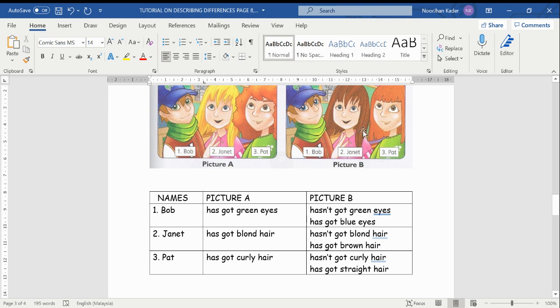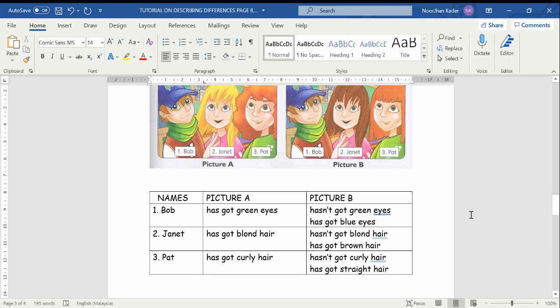Why the word she? Why the pronoun she? She can replace Janet because Janet is a girl. And Bob, he can replace the name Bob because Bob is a boy. And lastly, Pat. In picture A, Pat has got curly hair, but the correct one is Pat actually has straight hair. So to refute the sentence in picture A, which describes Pat, we have to say Pat hasn't got curly hair. Pat has got straight hair.